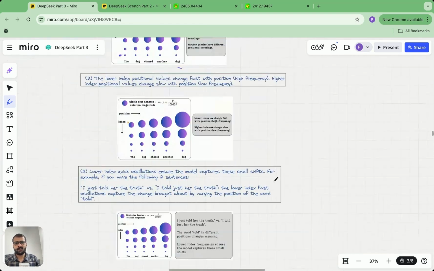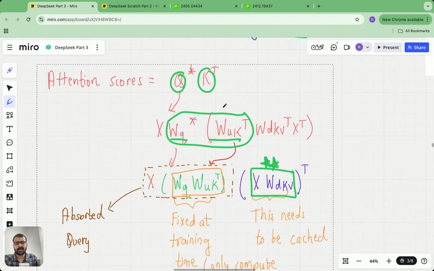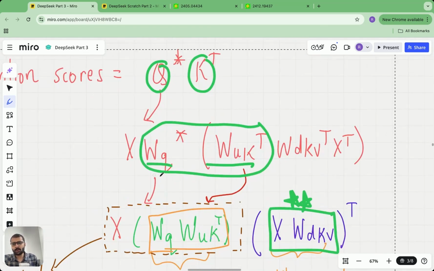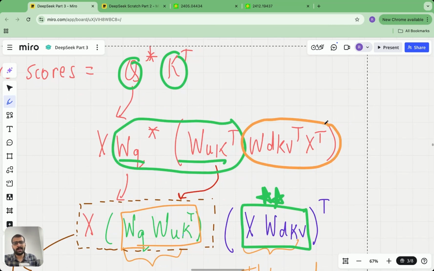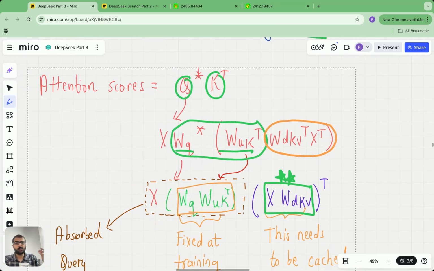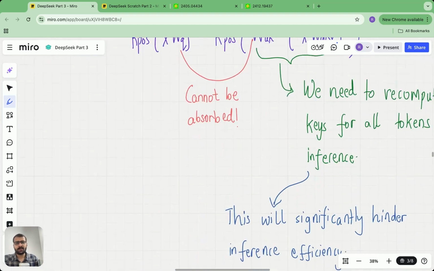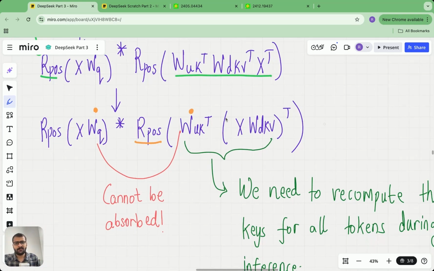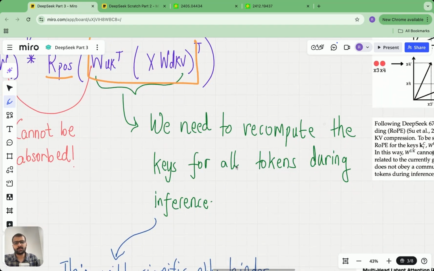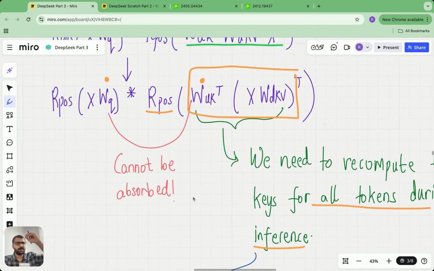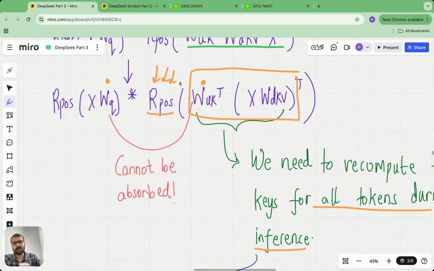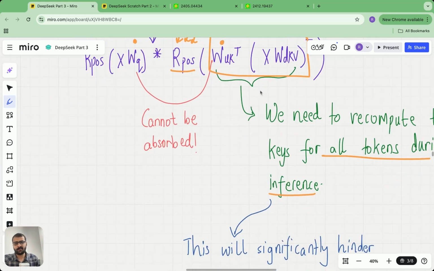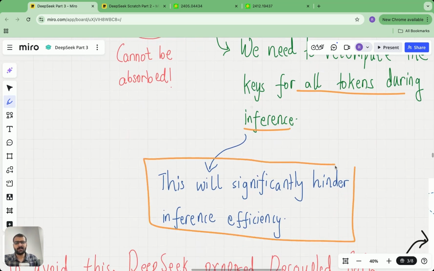The advantage which we got before was that we did not need to recompute the keys, right? Because this WUK was already absorbed into WQ, and what remained was the latent KV cache, which I'm already caching. So I don't need to recompute my keys separately. But here the issue is that since the R pos, the rotary positional encoding which you are applying, depends on the position, we need to recompute the keys for all of my tokens during inference, because this R pos depends on my token position. I cannot simply absorb WQ and WUK transpose. I need to recompute these keys during inference, and that will significantly hinder my inference efficiency.